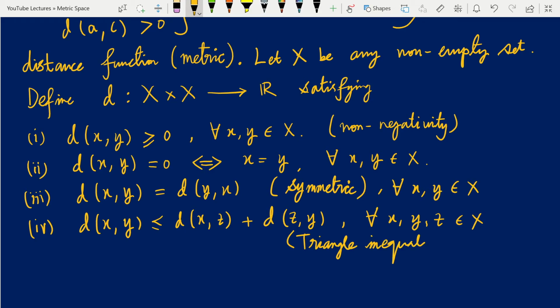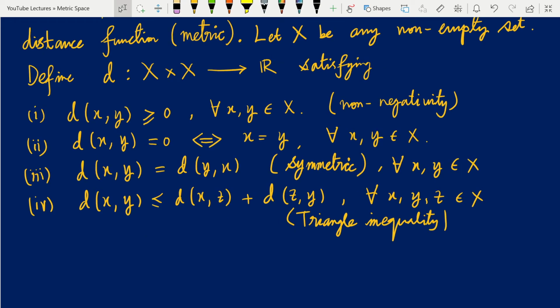So any function, let me write it here. I have any non-empty set, and in that non-empty set I want to define the concept of distance. So I am defining the distance function by satisfying these four properties. If any function from X cross X to R satisfies these conditions, it is called a metric on the set X.